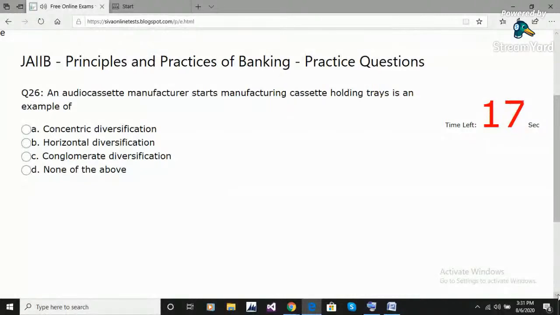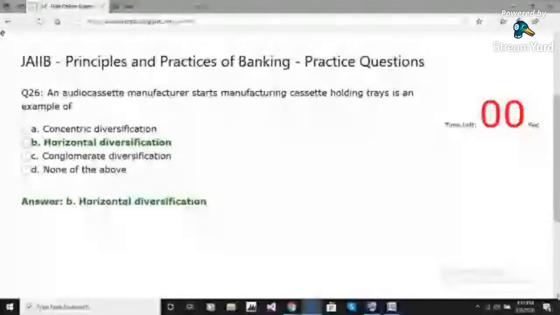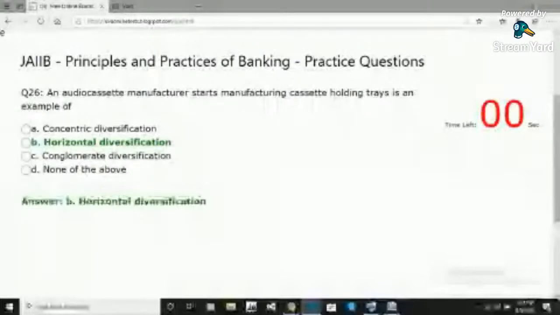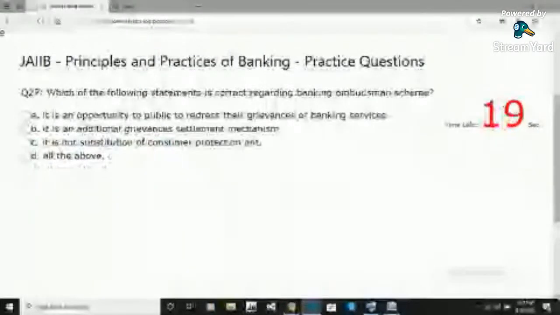Question 26. An audiocassette manufacturer starts manufacturing cassette holding trays is an example of. Option A. Concentric diversification. Option B. Horizontal diversification. Option C. Conglomerate diversification. Option D. None of the above. Answer B. Horizontal diversification.